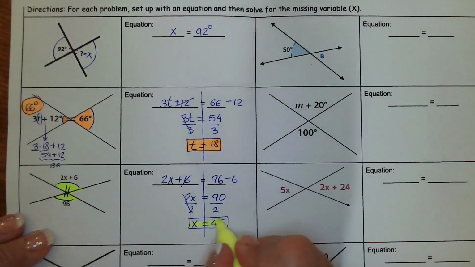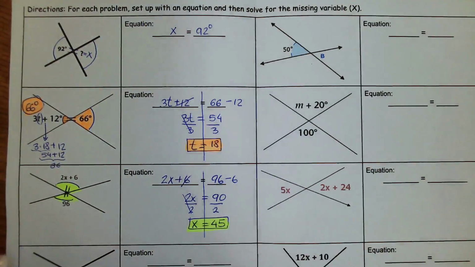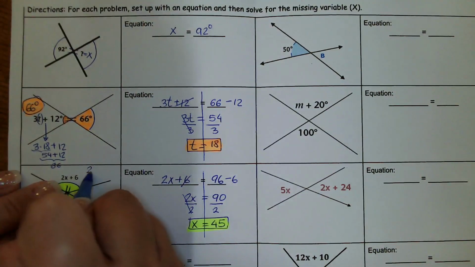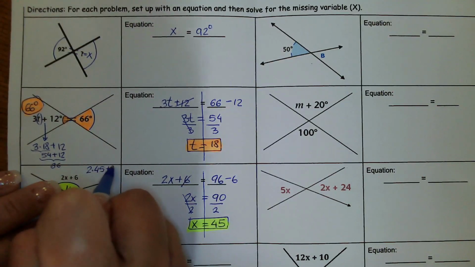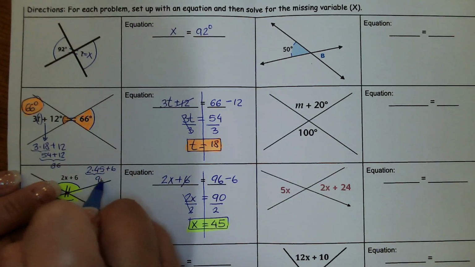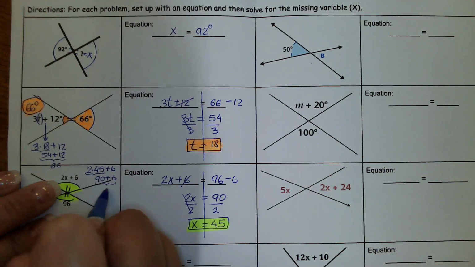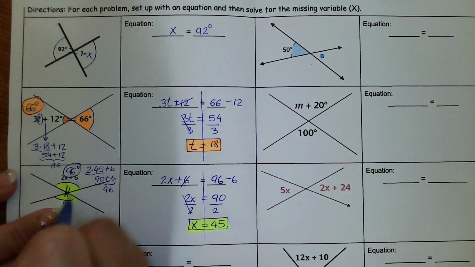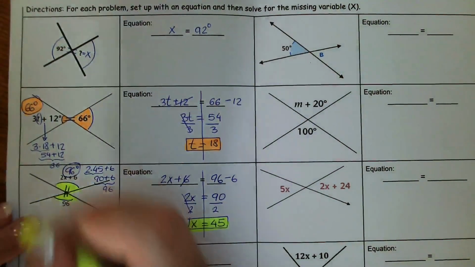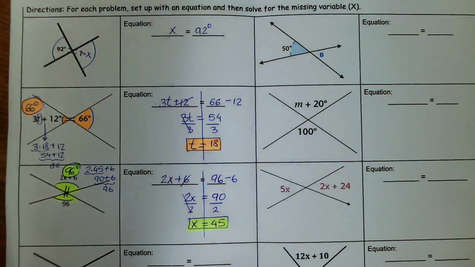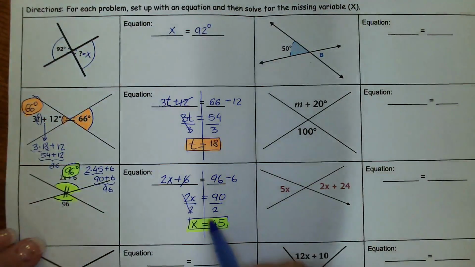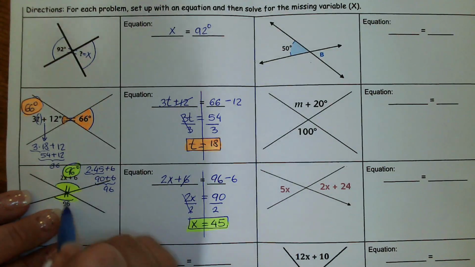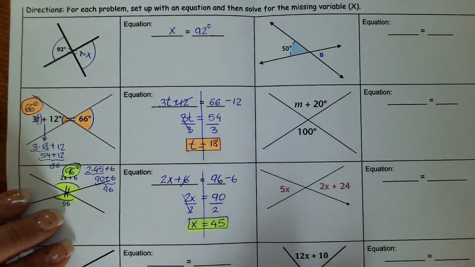The x value is part of the expression, and if I substitute in this expression, so instead of x I put 45, 2 times 45 plus 6. 2 times 45 is 90, 90 plus 6 is 96. So this angle right here, 96, is the same as the angle across, 96, which tells me that I solved for x correctly, because if I substitute the x in the original expression, I have 96 on both sides, which creates vertical angles.